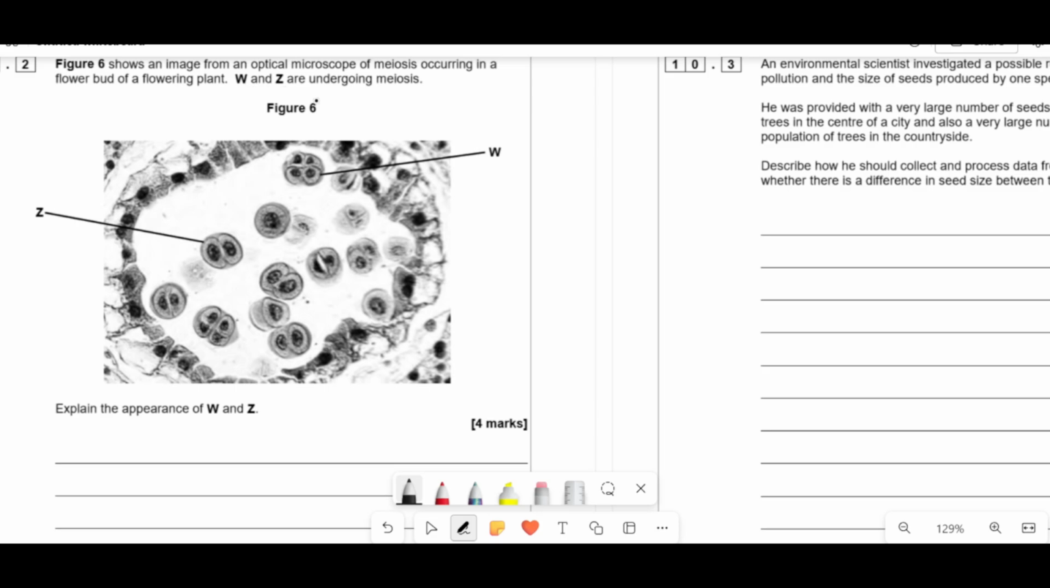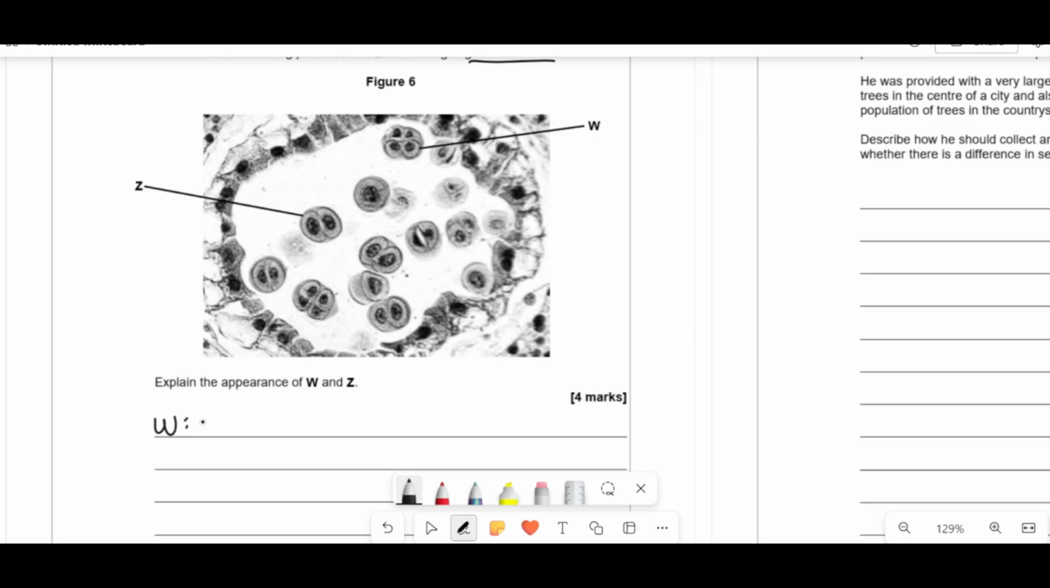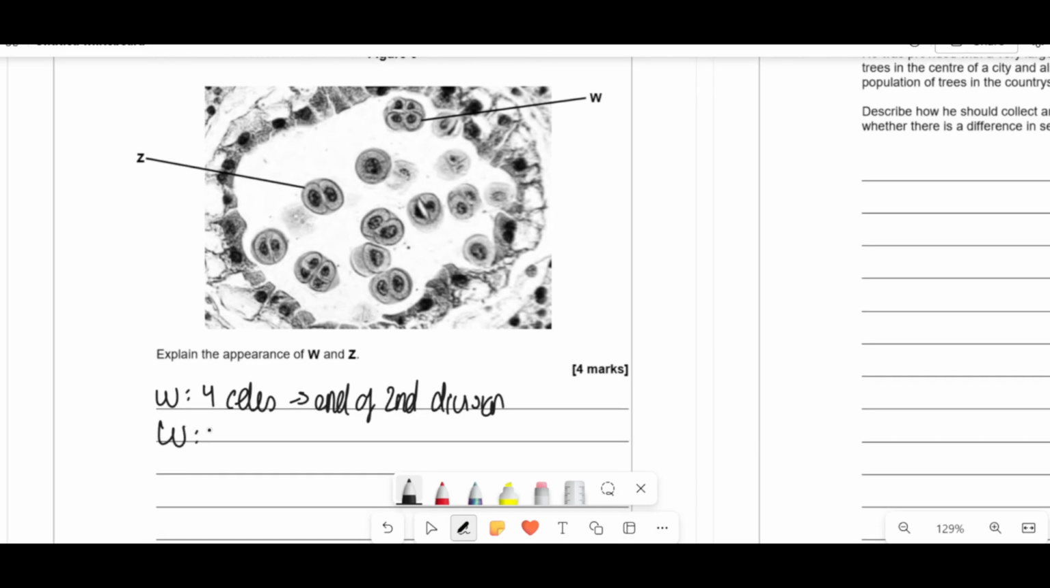Figure 6 shows an image from an optical microscope of meiosis occurring in a flowering bud. W and Z are undergoing meiosis. Explain the appearance of W and Z. If you look at W, it has 4 cells, so it must be at the end of the second meiosis division. Therefore, we've got 4 haploid cells with n number of chromosomes. That's why there are 4 of them. Then if we look at Z, Z has 2 cells, so therefore it has to be the first division.